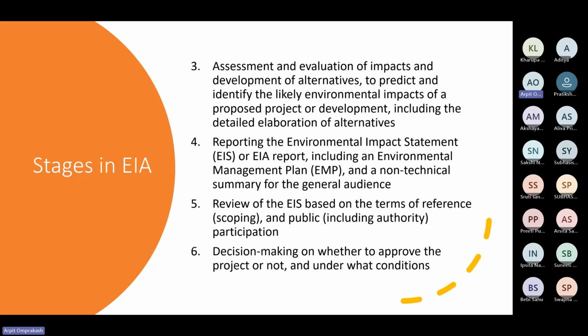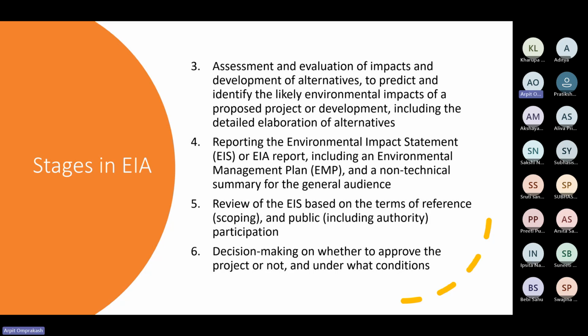Then you report this whole thing, whatever you carried out during scoping and assessment, in a report which is called the EIA report or the Environmental Impact Statement, which is EIS. It also includes the Environmental Management Plan (EMP) and a non-technical summary for the general audience, so that the general people who are staying in that area also understand what is going to happen, what is the proposed development plan, and what are the mitigation strategies for the disturbances or nuisances that it's creating.